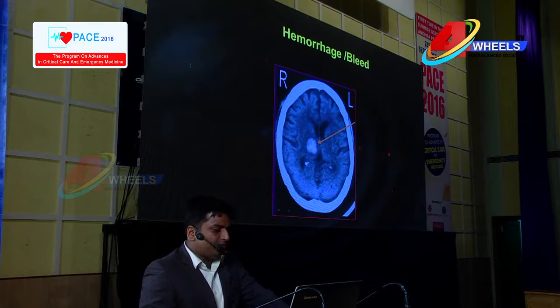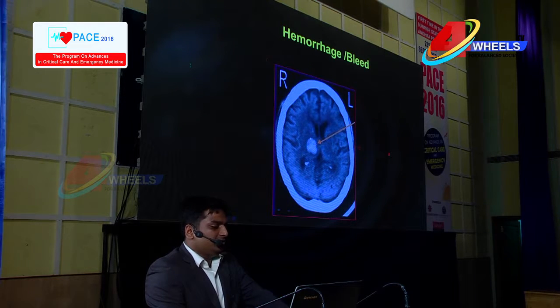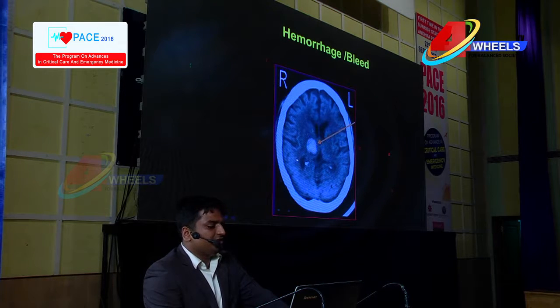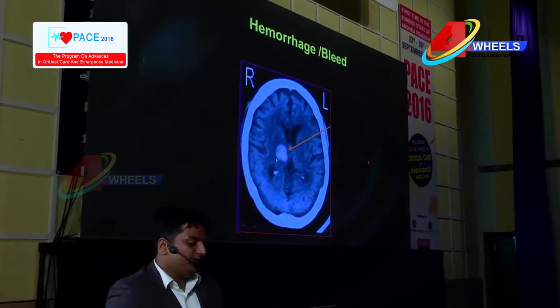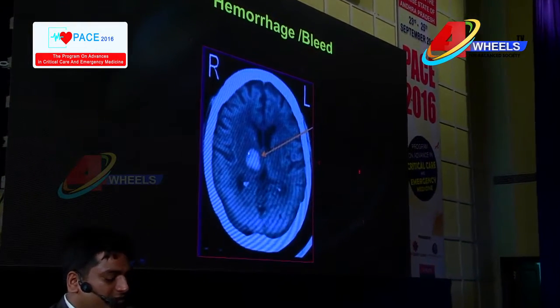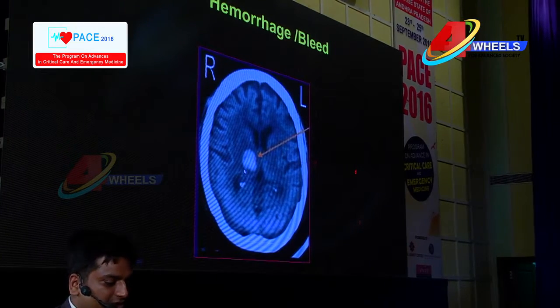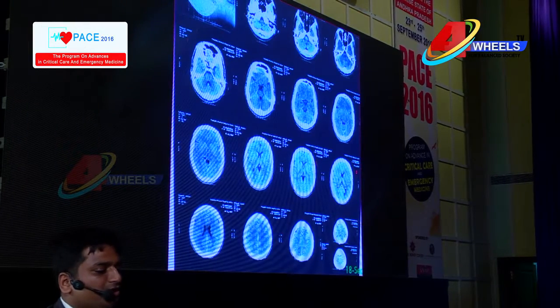Acute blood appears hyperdense, or whiter. Here you can see there is blood at the level of what? This is the internal capsule, the anterior horn of the lateral ventricle, the third ventricle. So there is a right thalamic bleed at the level of the thalamus. There is acute blood in the right thalamus. Usually it can be secondary to hypertension.